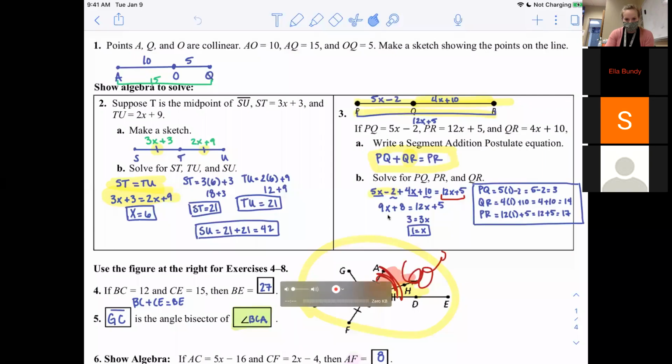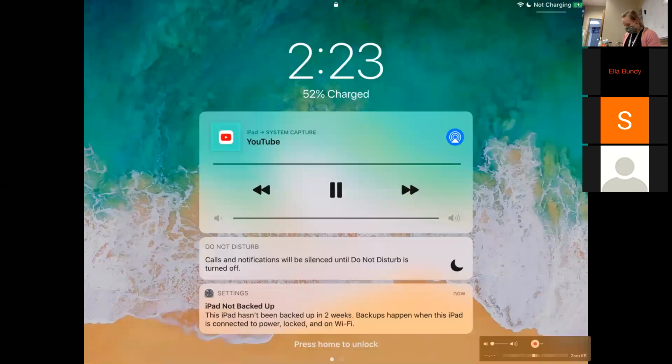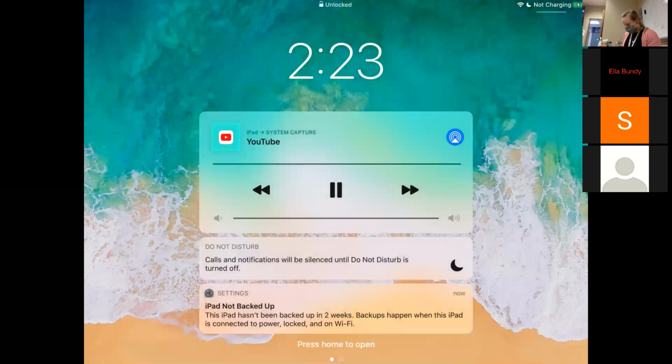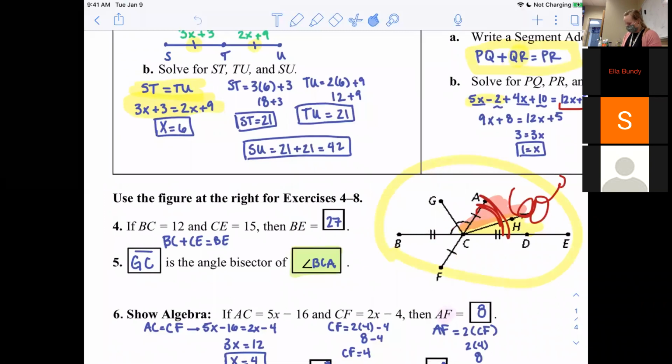All right, so we're looking at number 5. Is this always there? That's so annoying. Okay. Number 5. Okay. It says GC is the bisector of angle BCA.